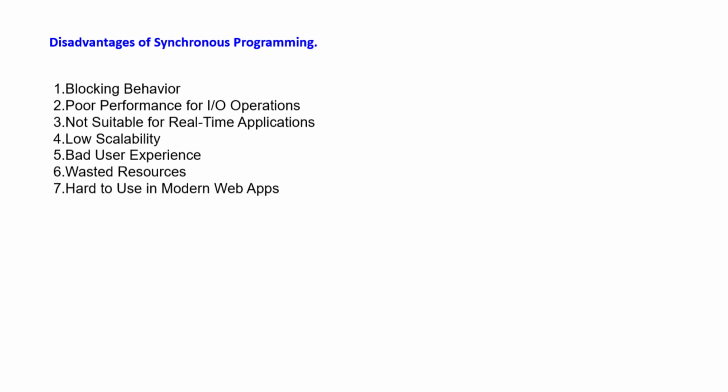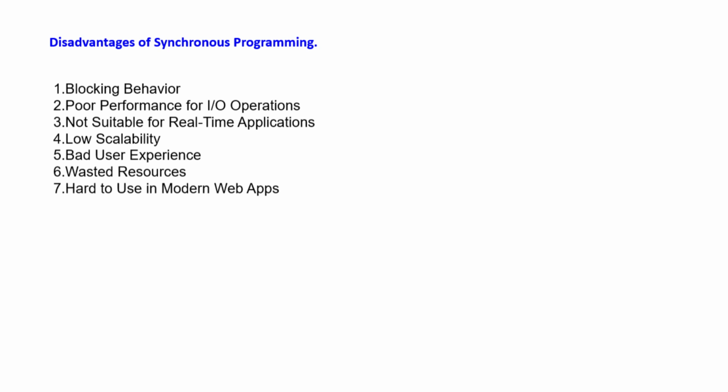Now let's discuss the disadvantages of synchronous programming. The first one is blocking behavior. Each task must finish before the next one starts. If one task is slow, then everything waits. Second, it has poor performance for input and output operations. Basically, it is time-consuming for API calls, file reads, and database queries, so it will block the entire flow.